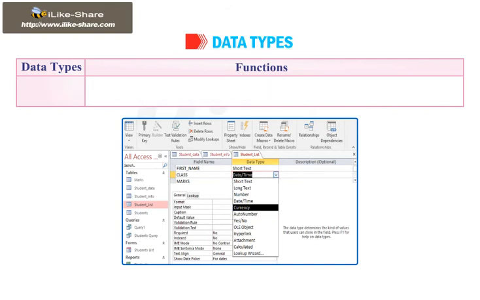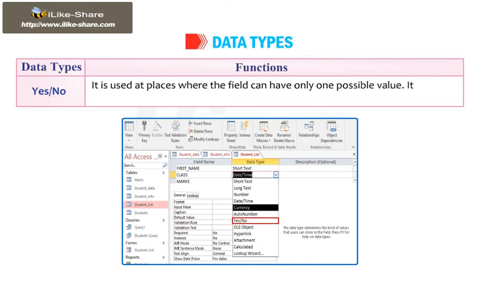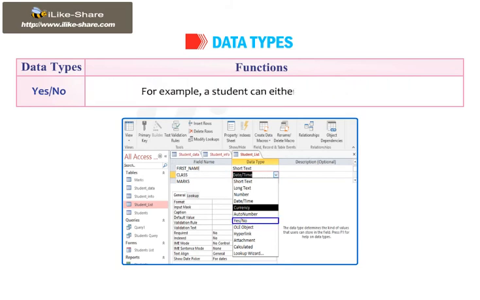Yes or no. It is used at places where the field can have only one possible value. It can either be true or false, yes or no, or on or off. For example, a student can either be a male or a female.